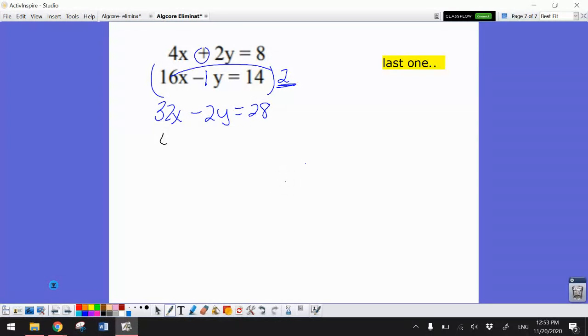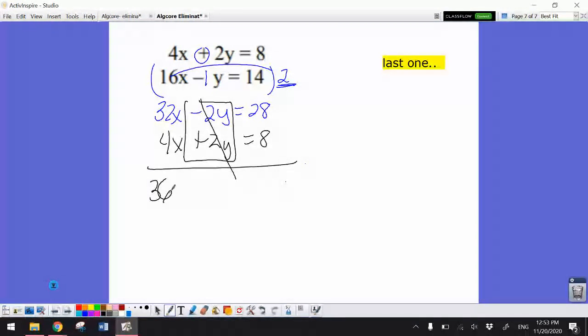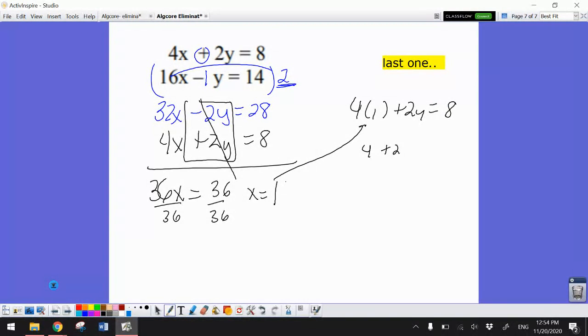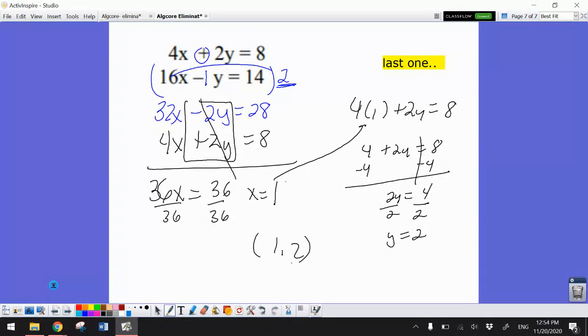And again, I'm going to drop down that original equation, and I'm going to go from there. X's are gone. 32 and 4, that's a 36x. 28 and 8, that's 36. So I can already see that x is going to equal 1. And I'm going to go ahead and pick my first equation because it's positive. Put in my 1. 4 times 1 is 4. Remember, solving, move the numbers. 8 minus 4 is 4, and divide by what is next to the variable. So y is 2. So my solution is 1, 2.